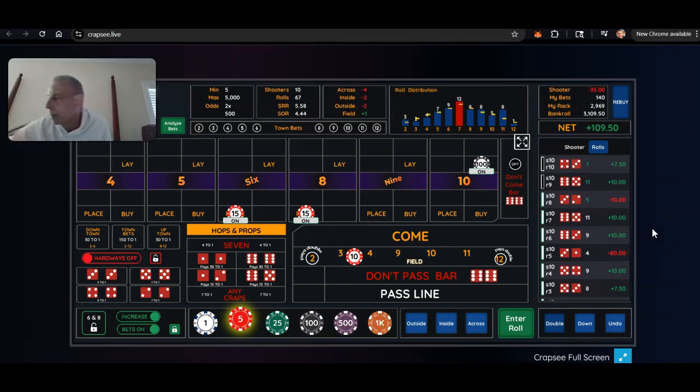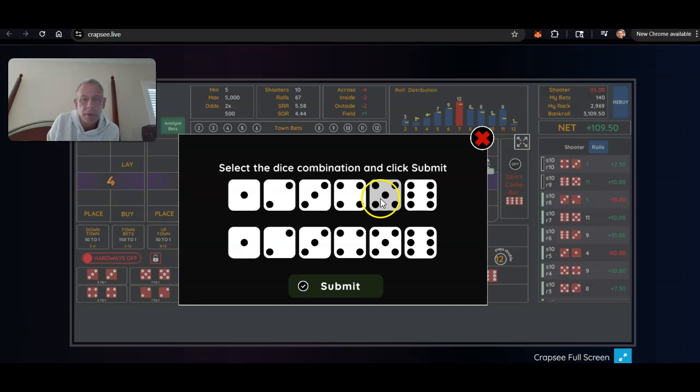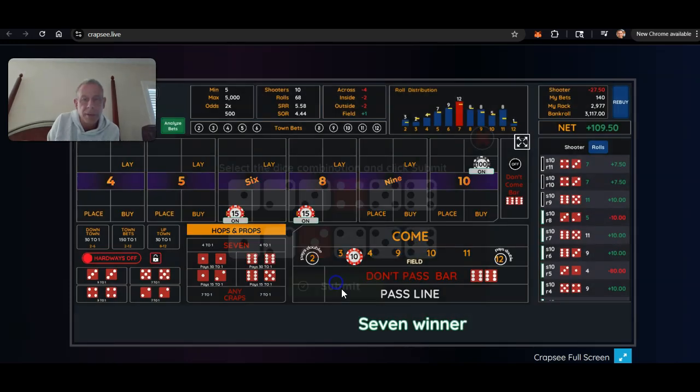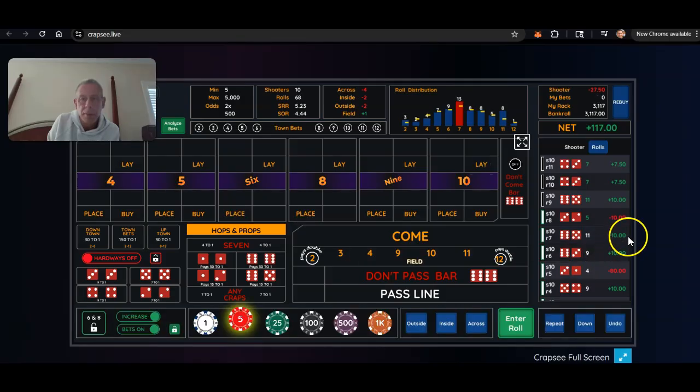All right? So let's do it a little longer. I want to get a little more feeling for this. 437. We're covered. So we're going to make another 750. 7 winner. Okay, no problem. Repeat the bet. Here we go.